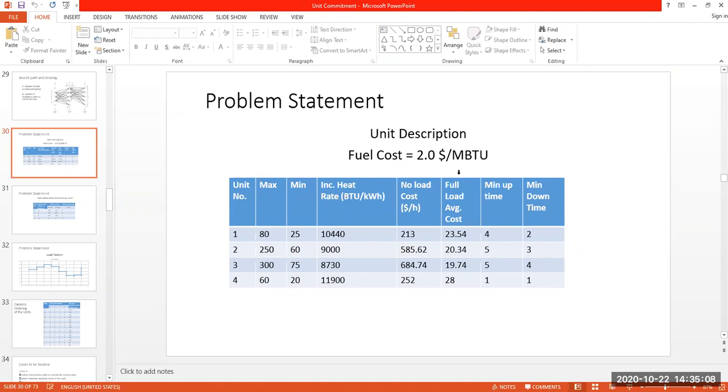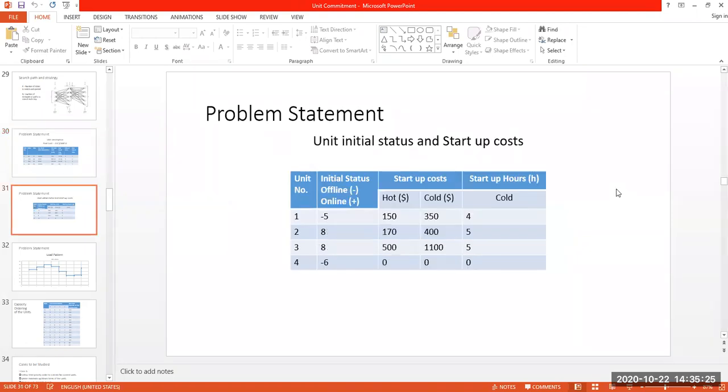Then we have the information of the full load average cost. In the last class, we mentioned the process and the formula for calculating this full load average cost. And then we have 2 more pieces of information associated with the units. We have the minimum uptime and the minimum downtime. Then this slide showed us the initial status of the units.